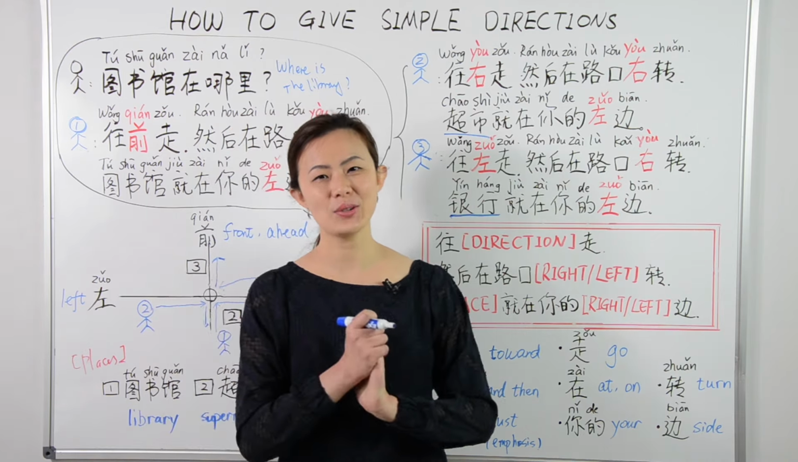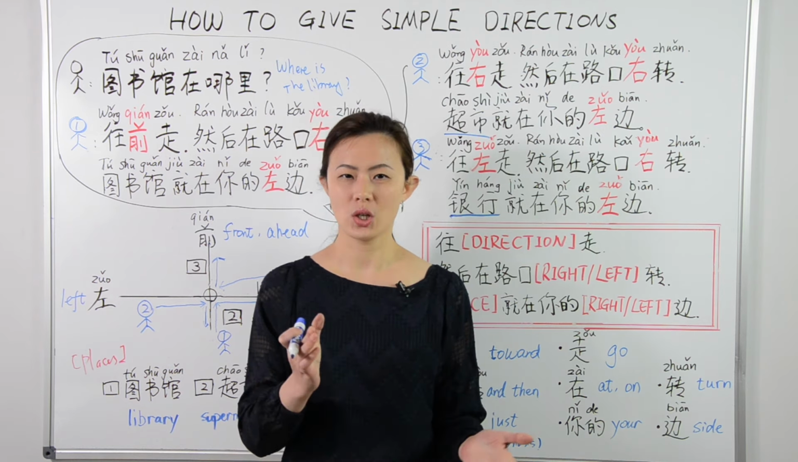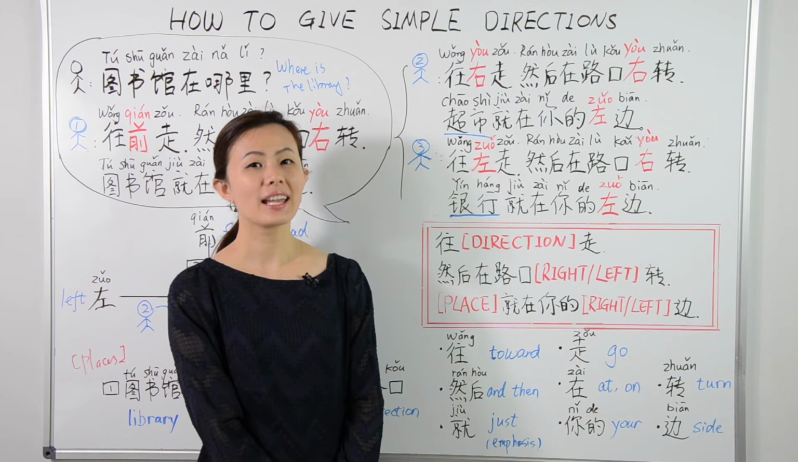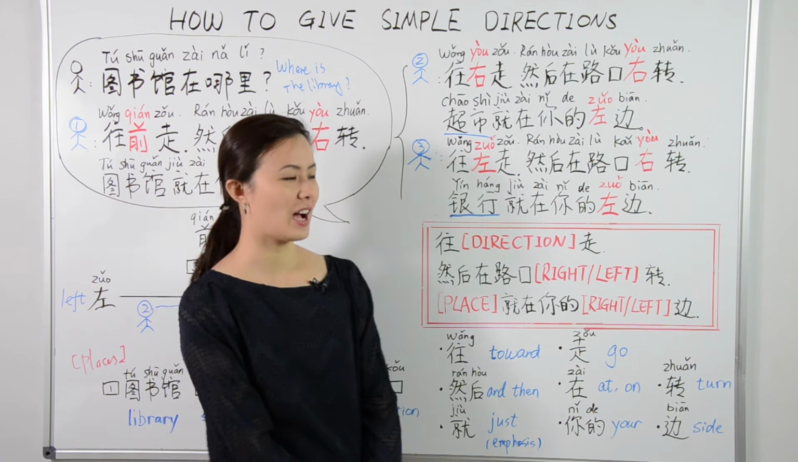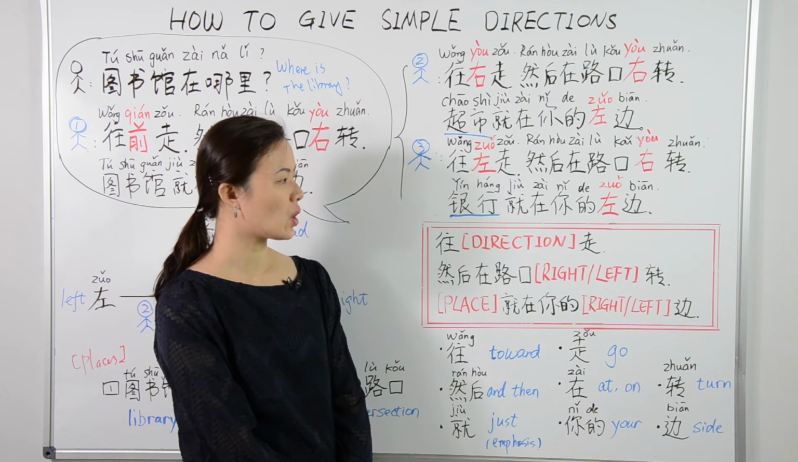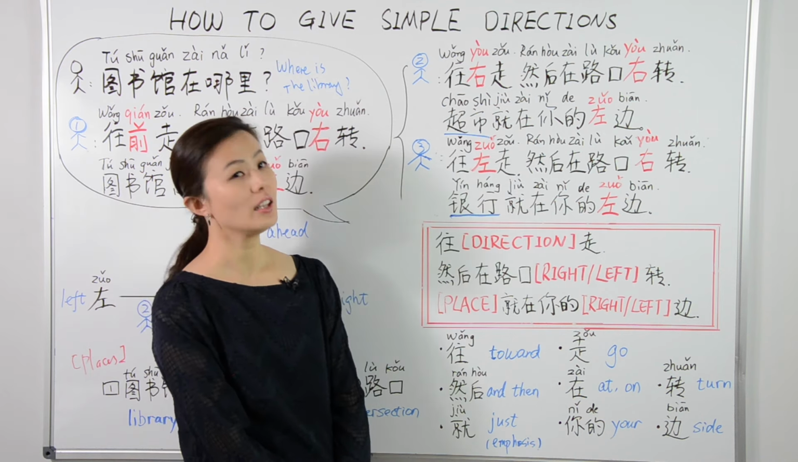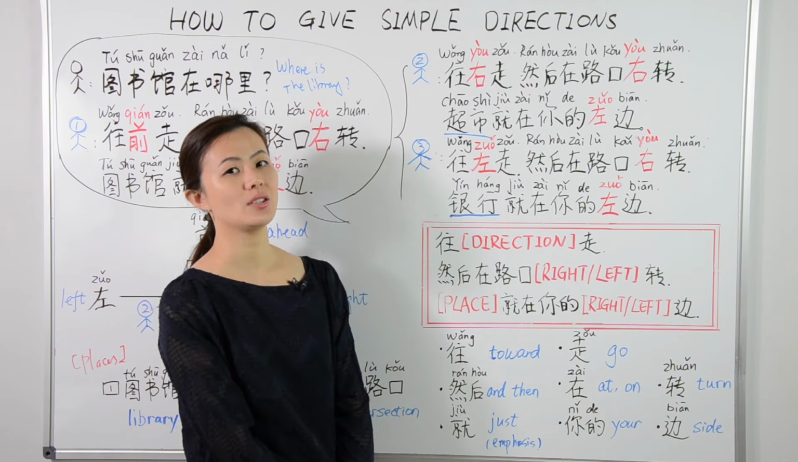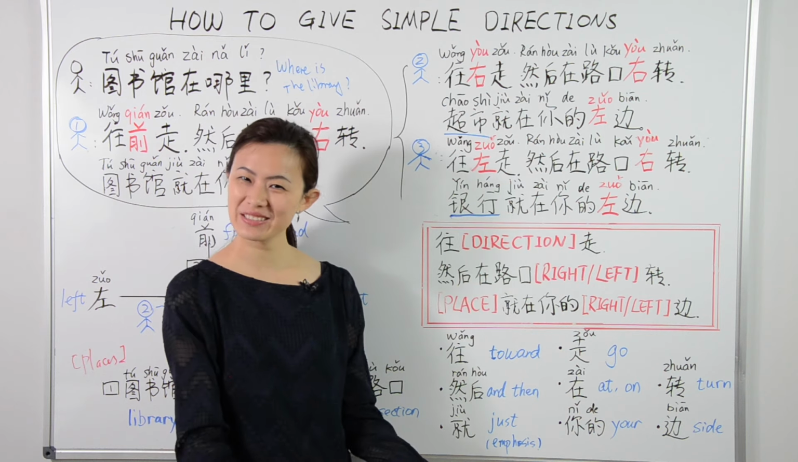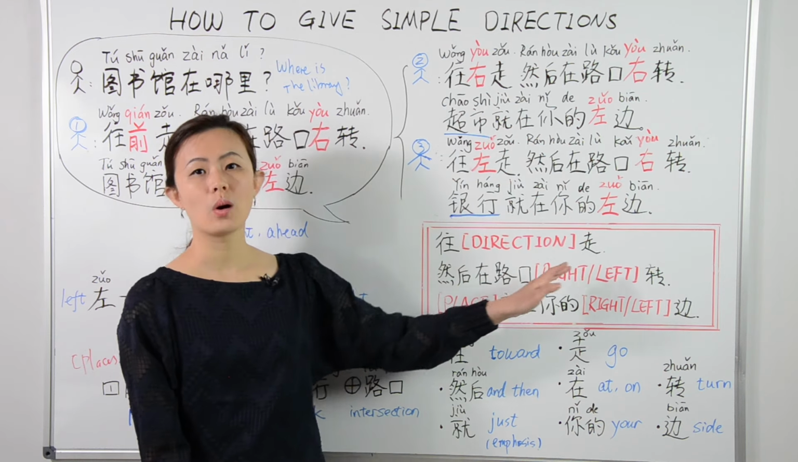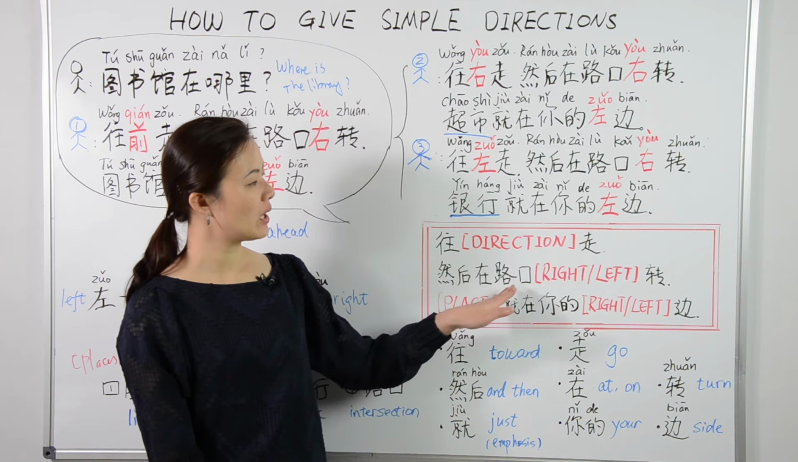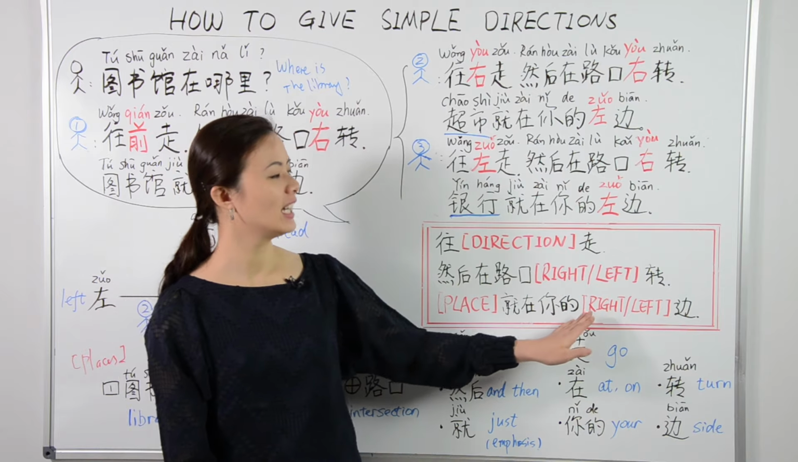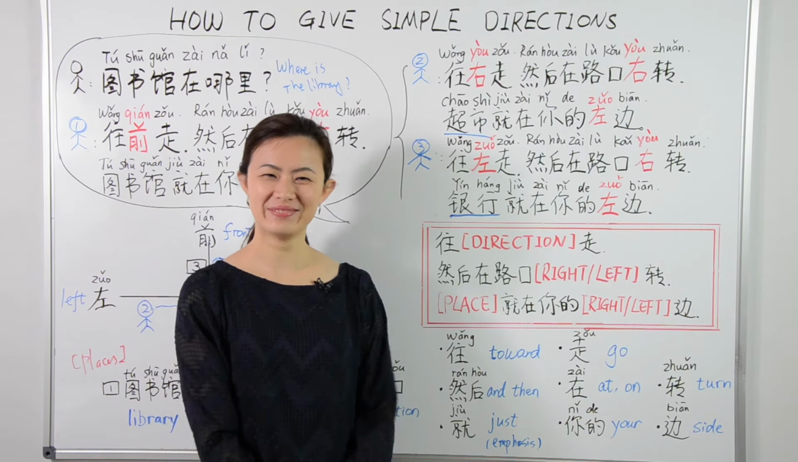All right, now let's try to use this pattern on given directions to another place. Let's say you're given directions to a coffee shop. 咖啡店. Okay, 咖啡店. How do you get to the coffee shop? First, you go left. And then at the intersection, you will turn right. Coffee shop, 咖啡店, it's just on your right side. So how do you say that? 往左走, 然后在路口右转, 咖啡店就在你的右边. There you have it.